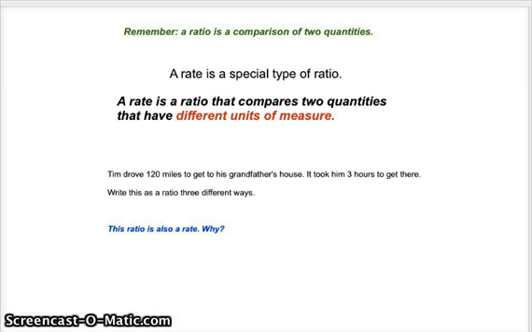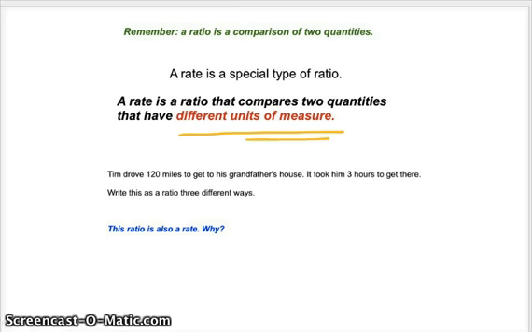Okay, we're going to continue to talk about ratios and rates. To remember, a ratio is a comparison of two quantities. A rate is a special type of ratio. A rate is a ratio that compares two quantities that have different units of measure.